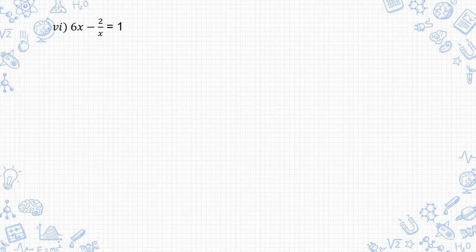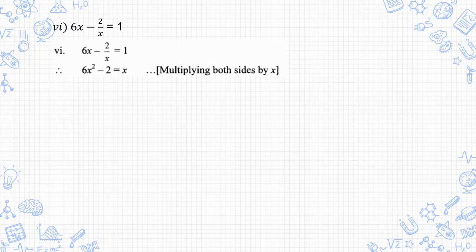The sixth sum of practice set 2.2 is 6x minus 2 by x equal to 1. Now first what we do is we'll multiply the equation throughout by x. After multiplying the equation throughout by x, the quadratic equation so formed will be 6x squared minus 2 equal to x. Now if we just take plus x on the other side and rearrange this equation, you will have 6x squared minus x minus 2 equal to 0.